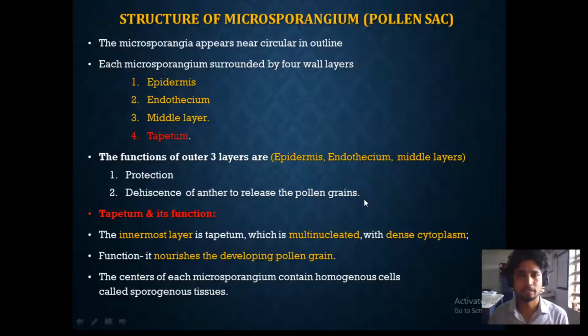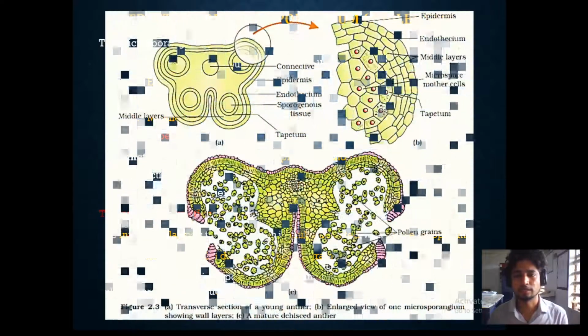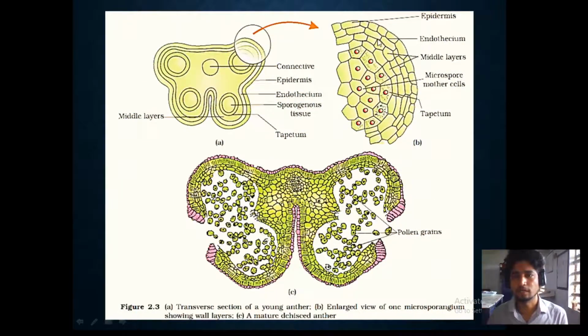What do we mean by dehiscence? Dehiscence is nothing but rupturing or breaking open. Once the pollen grains, the microspores, are matured enough, they rupture out for pollination. So you can see here the outer layers: epidermis, endothecium, middle layers, followed by the tapetum. We are going to see the importance of the tapetum very shortly.